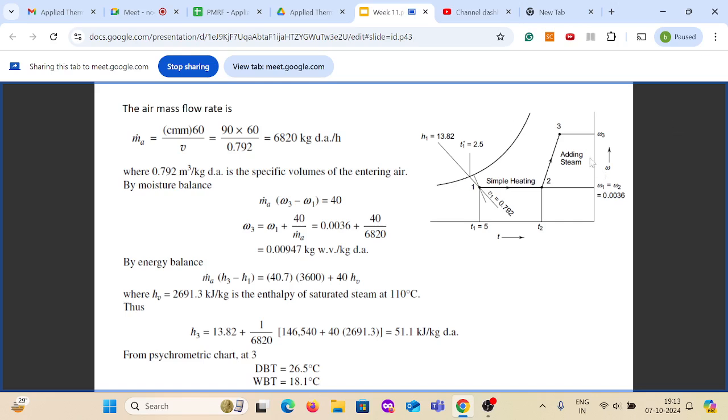Now we have located the enthalpy and we also know the specific humidity. With these two quantities we can now estimate the temperatures. The dry bulb temperature corresponding to this enthalpy and specific humidity is 26.5 degrees Celsius, and the wet bulb temperature is 18.1 degrees Celsius.